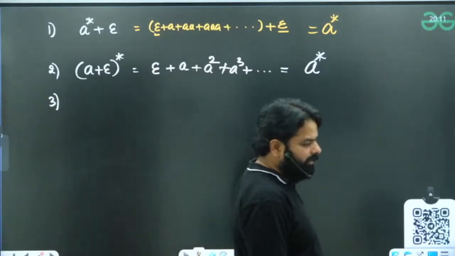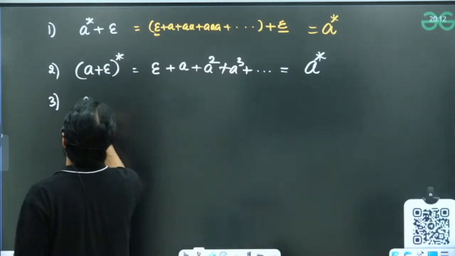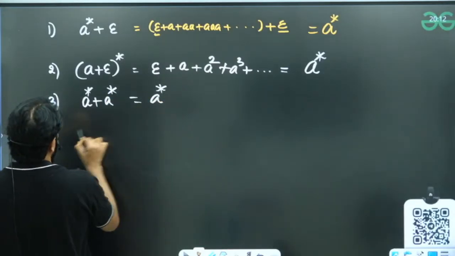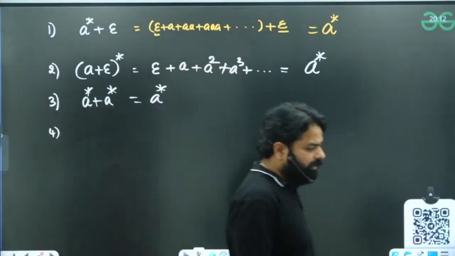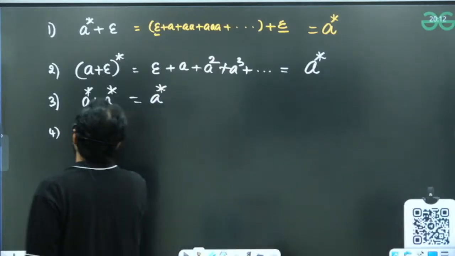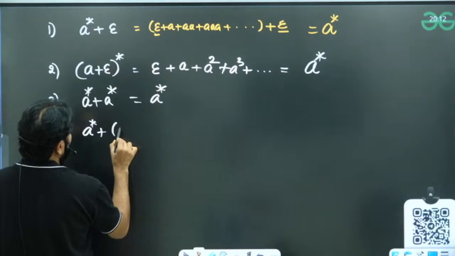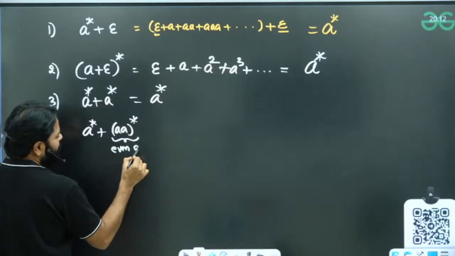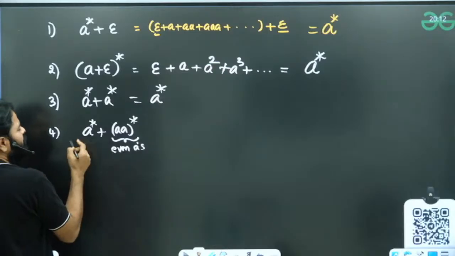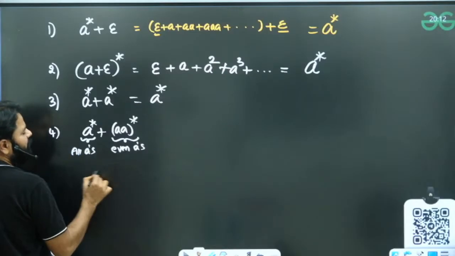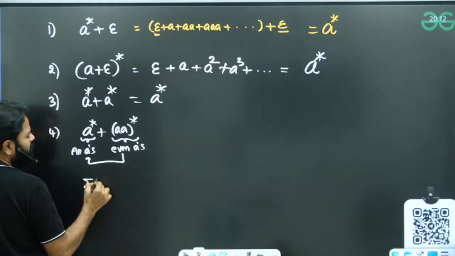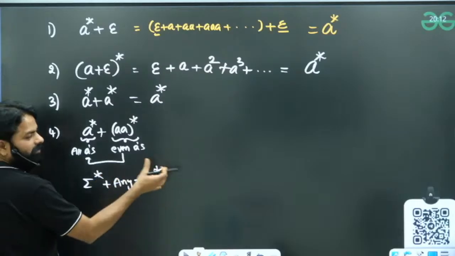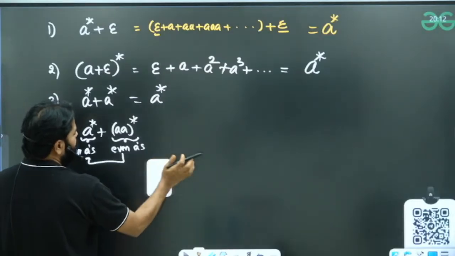Third one, A star plus A star. You know R plus R is R only, no? You need not worry about it. And the fourth question is A star plus double A whole star. See, these are nothing but even number of A's, right? You can get every string which has an even number of A's. This is all A's, any number of A's you can cover here. This is already covered here. Just like sigma star plus anything, you will get sigma star only. In mathematics we say universal set union anything is the universal set. This is equal to A star.